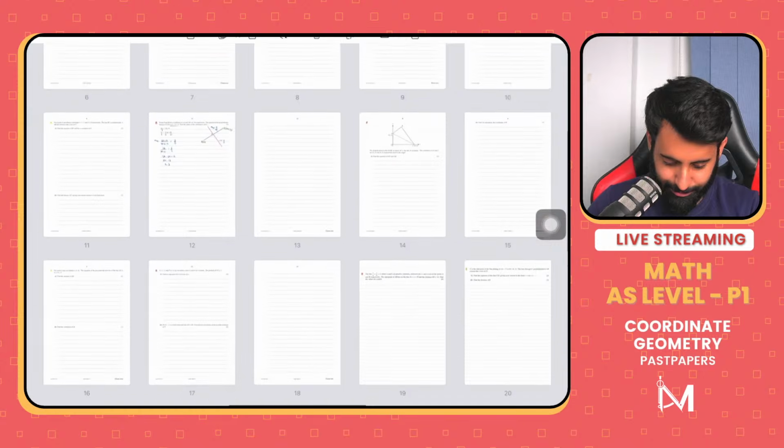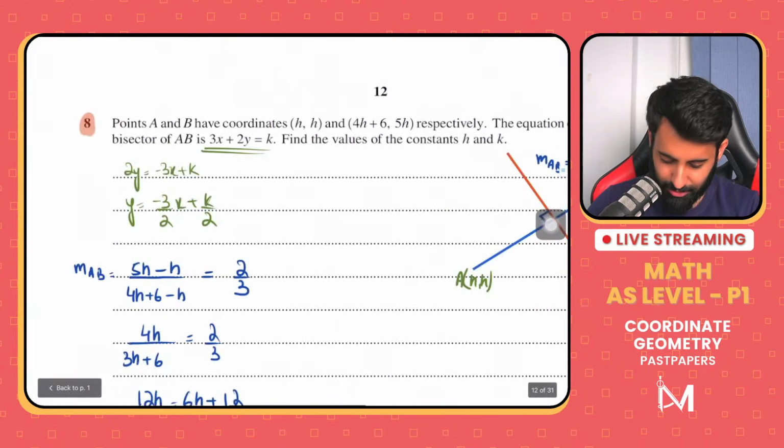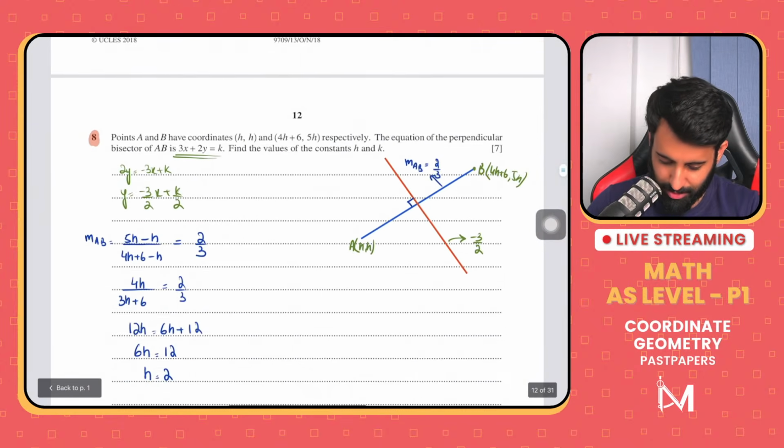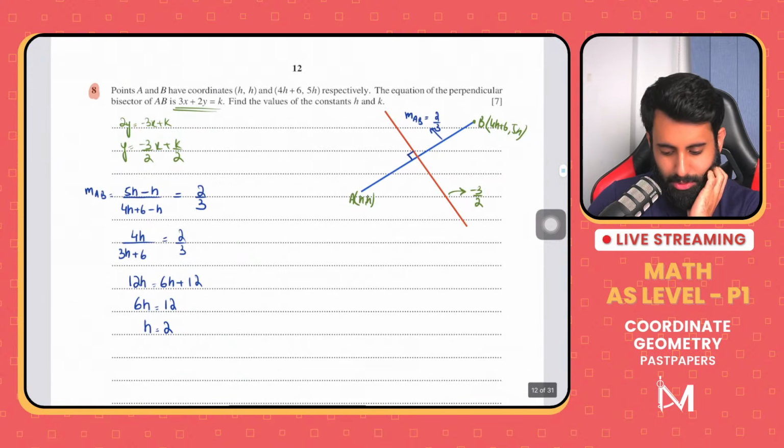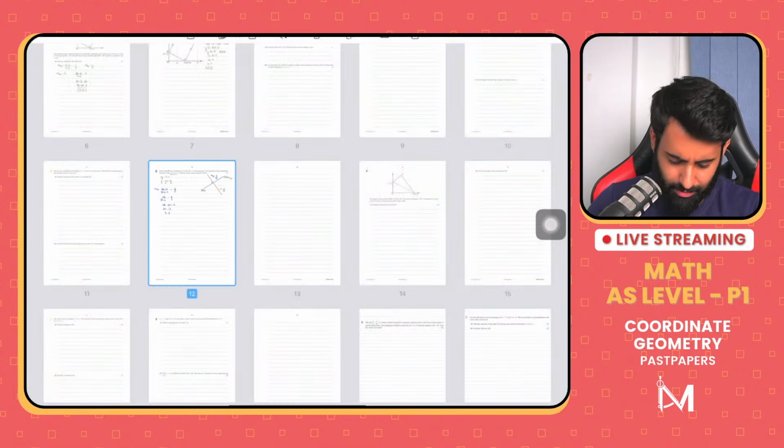So there was one question. Yeah, we couldn't complete this question, so we found out the value of h. It was 2, and we had to find out the value of k. In fact, you know what? I'll leave this question because we'll have to start from scratch.